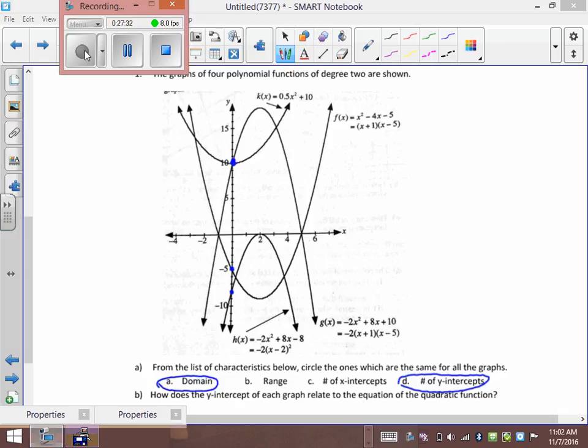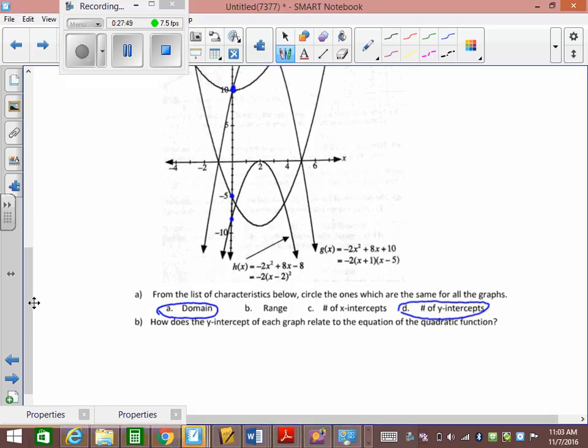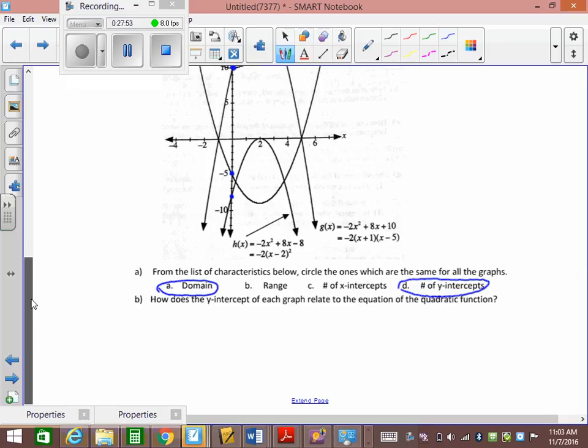Also, look at our back number: 10, 10, -5, -5, 10, 10, -8, -8. However, if I take the bracketed form, it doesn't help me for y-intercepts, right? It helps me for x-intercepts. How does the y-intercept of each graph relate to the equation? The constant value at the back?